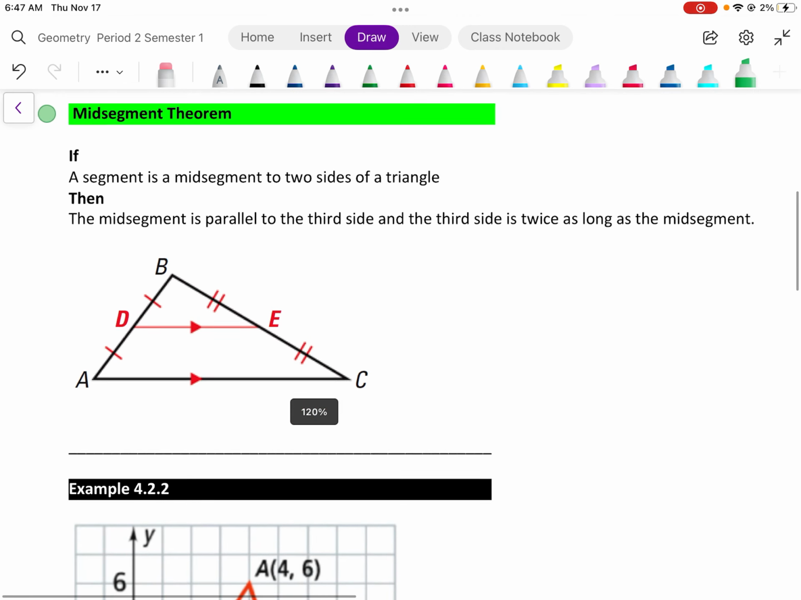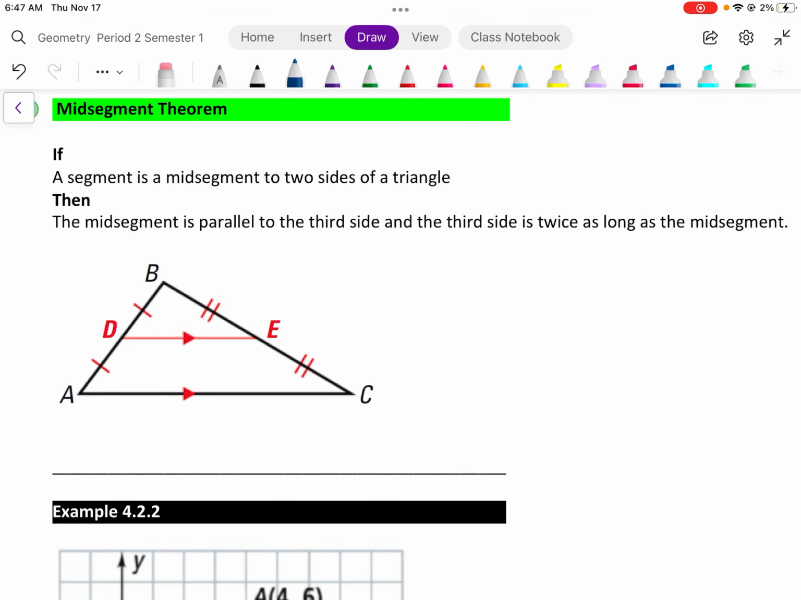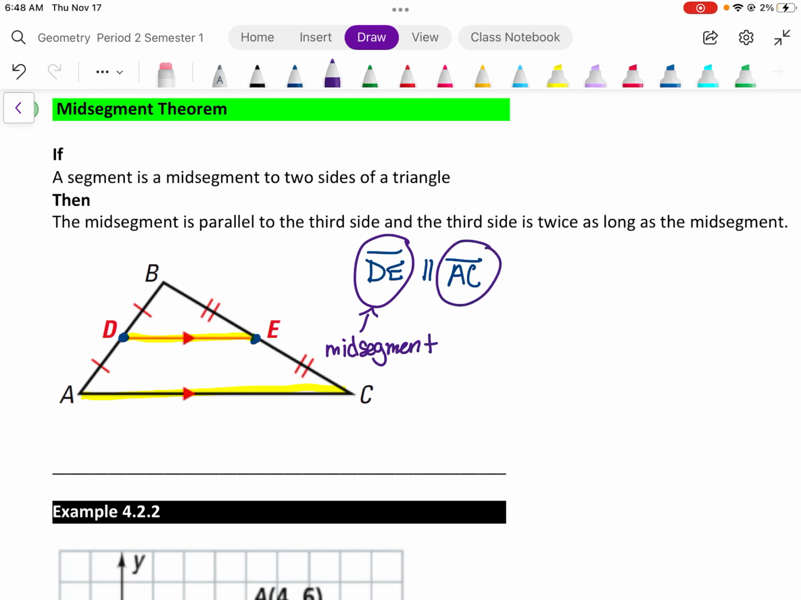The information that we're going to need to know from this is when you have the mid-segment, if you just have one drawn, it's easier to look at. This mid-segment is going to be parallel to the third side of the triangle. So you're going to see that they have these 2 segments marked as parallel. So DE is the mid-segment, and that is going to be parallel to the third side, which is AC. And if you want to label this, you can. The mid-segment, and then the third side of the triangle.